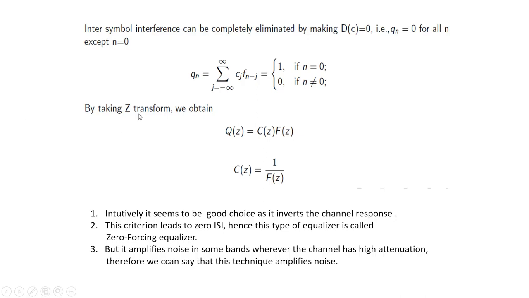Now if we take the z transform and solve this equation, we will get Q(z) equal to C(z) times F(z). Right. Now what is C(z)? C(z) is the equalizer response, F(z) is the channel response. So C(z) is the reciprocal of the channel response. That means whatever the channel has done to the signal, if we invert that response in the equalizer, all the ISI and distortion present in the signal will be eliminated. That's what the peak distortion criteria is.